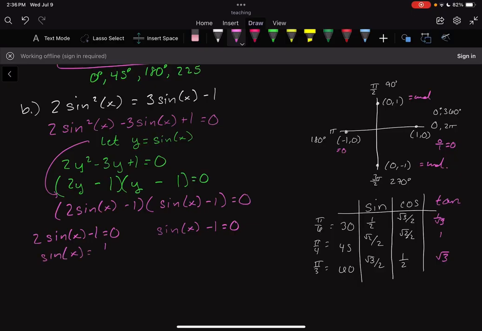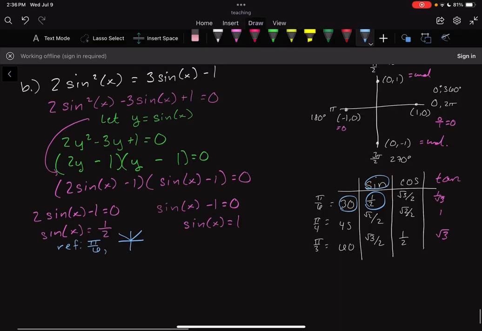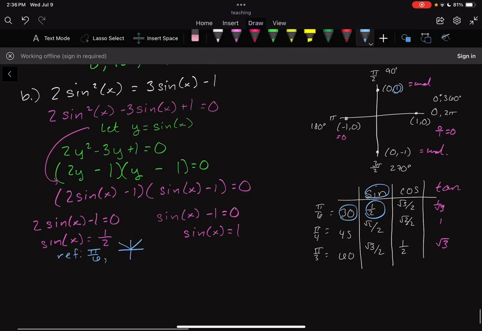So here I get sine x equals 1/2. And here I get sine x equals 1. Sine x equaling 1/2: if I look at my table, my reference is 30 degrees or pi over 6. And sine is going to be positive in quadrants 1 and 2. So I need both of those answers with a reference of pi over 6. For sine x equals positive 1, that's happening up here at pi over 2.